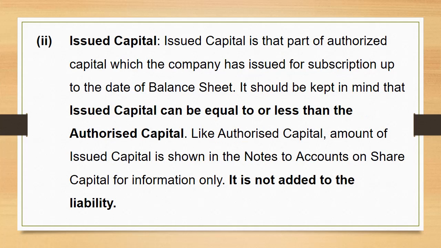The second is issued capital. Issued capital is that part of authorized capital which the company has issued for subscription up to the date of the balance sheet. We have to remember that the issued capital can be equal to or less than the authorized capital. It can never be more than that. And one more thing, as we have seen for authorized capital, same way issued capital is shown in notes to accounts but will not be added to the liability.